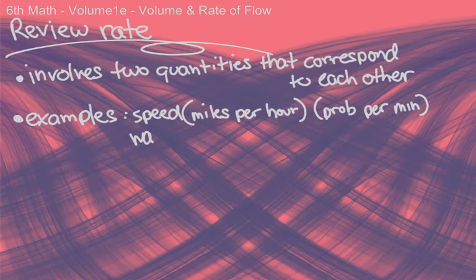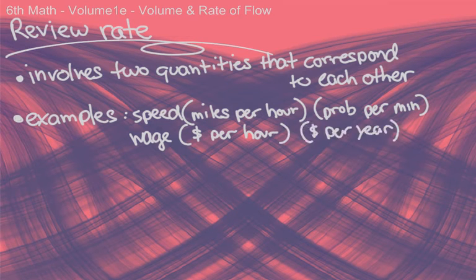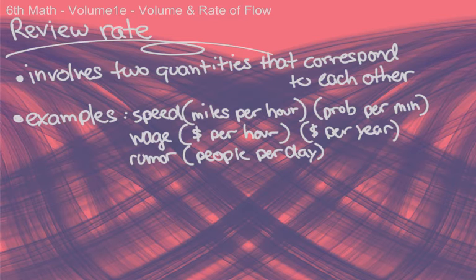Now, how about a wage? Did you think about that one? You get a certain amount of money per hour or a certain amount of money per year. Oh, I bet you didn't think about this one. How about a rumor? We would usually measure that in people per day. And yes, there's a model for that. It's pretty interesting. Okay, I'm sure you have many more interesting ones, but the one that we're going to focus on today is the flow of water.